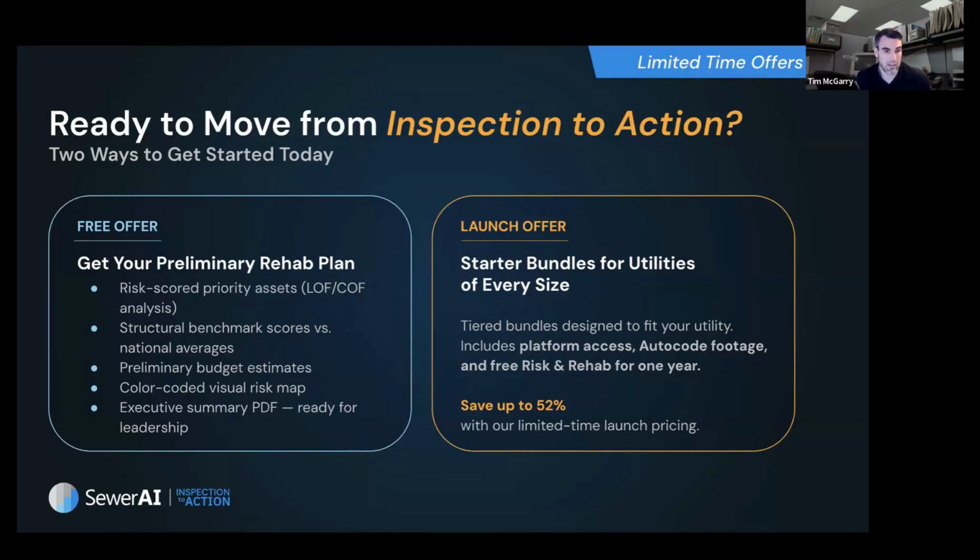The other piece, we have a launch offer. These are starter bundles where we are packaging up licenses, autocode, risk and rehab. And as I mentioned before, they're not based on total linear footage. What we've done is segmented based on what's right for utilities of all sizes, so that even small utilities can take advantage of this. Savings are up to 52% off of regular list pricing because we've rolled things in, and really risk and rehab is in there for free for the first year.